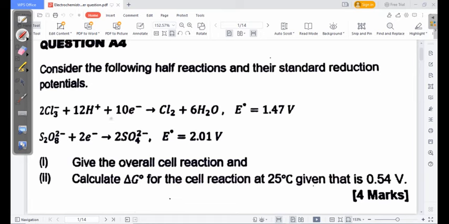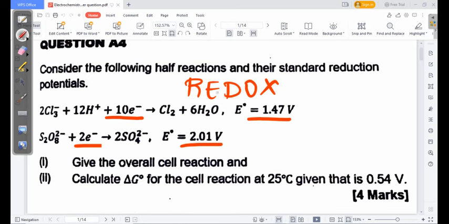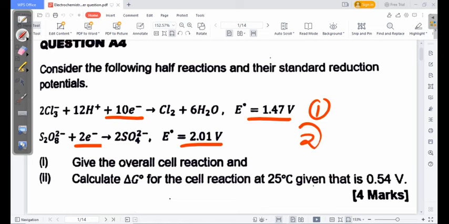Okay, reduction, because they are all involving what? Gain of electrons, just like our friends defined reduction. Okay, so in this case, we want to come up with a redox reaction. So one is supposed to be reversed and become an oxidation reaction. So which one are we going to reverse? Is it the first one or the second one? And give us a reason why. Why are we reversing the first one?